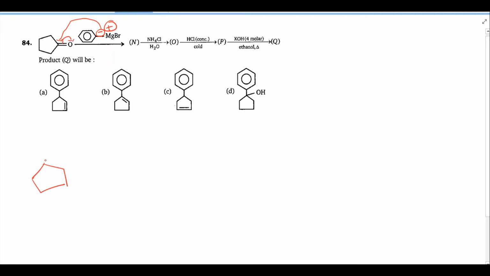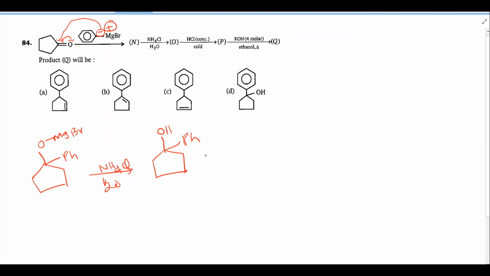Okay, I will write it. It is OMgBr, here Ph. So after that NH4Cl and water, you are going to get OH here, and Ph is there. So this is OH, and Ph is there. This is Ph minus attacking here, like a bond.